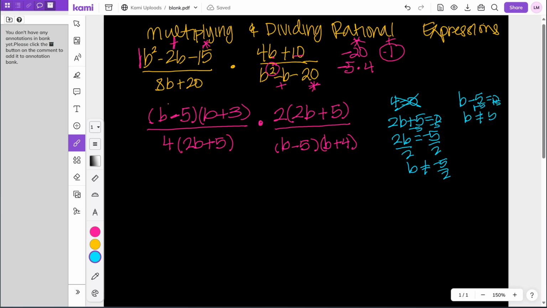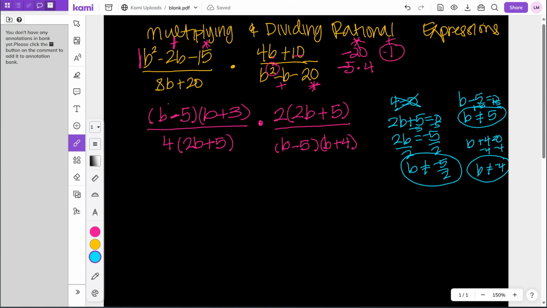B can't be positive 5, and I have b plus 4 equals 0, so I subtract 4 from both sides. B can't be negative 4. All right, so those are the three values that I have to kick out. They would be domain issues.